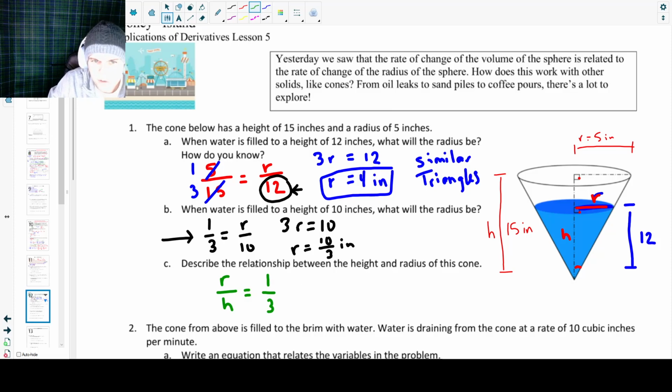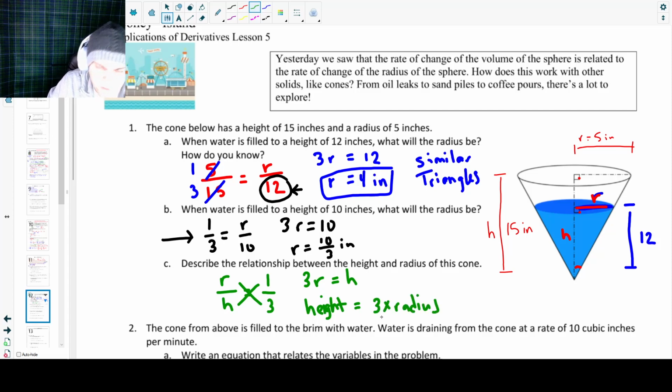So if we do a little cross multiplication again, multiplying and multiplying, we get 3r equals h, or that the height is equal to 3 times the radius. Height, that's not what I wanted to write there. That height equals 3 times the radius.